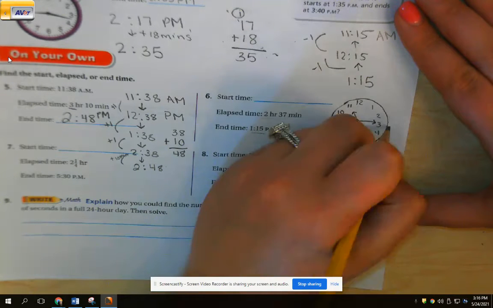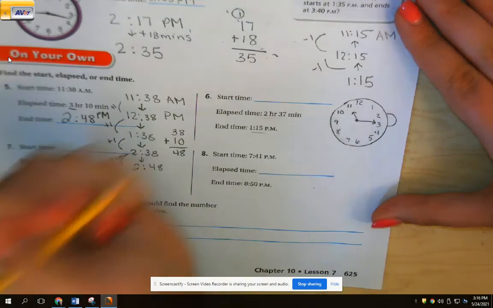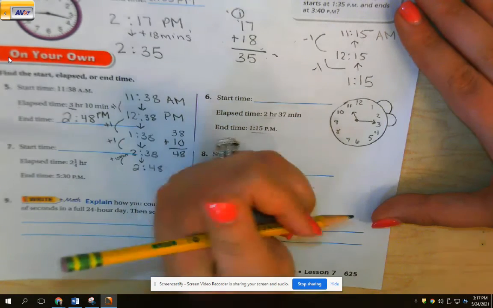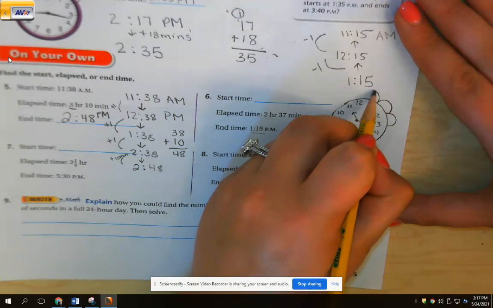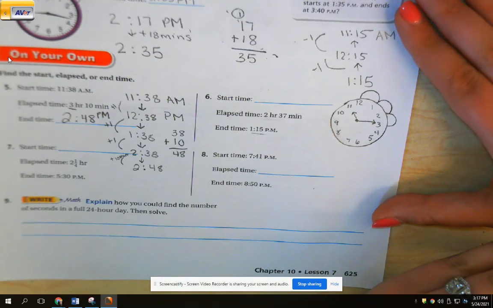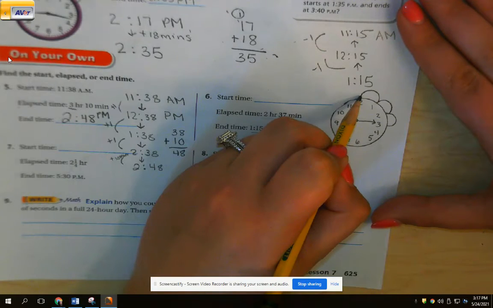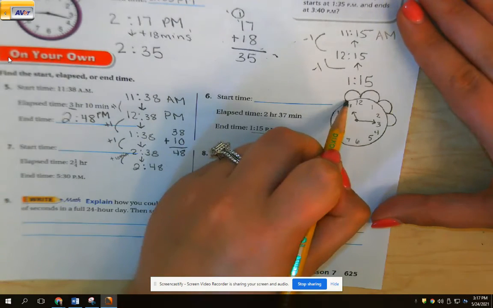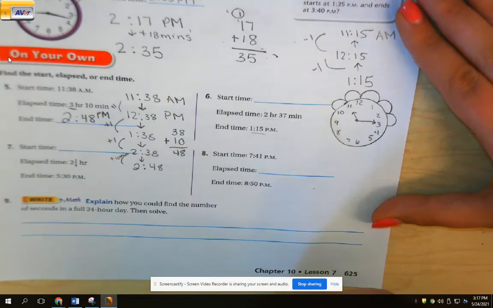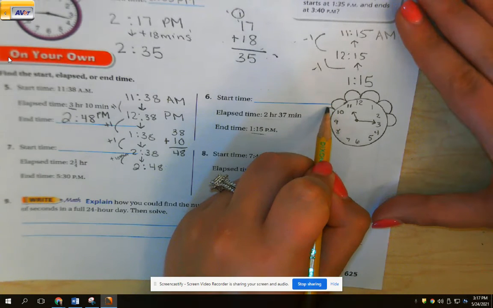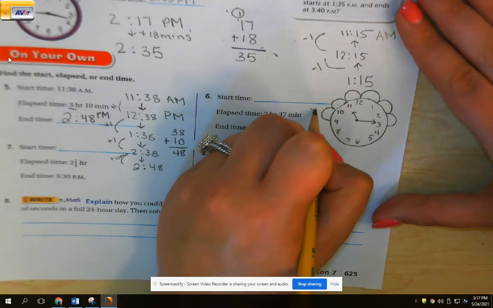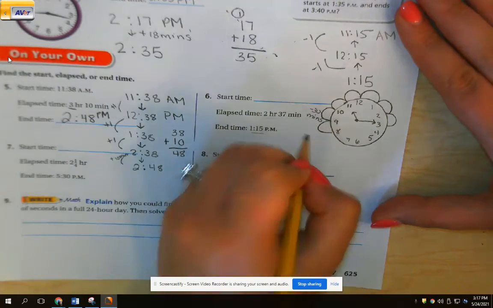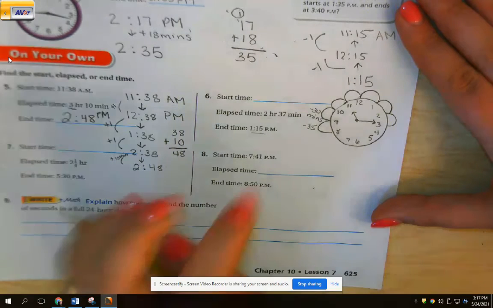So I know if I go from 3 to 2, that would be minus 5 minutes. From 2 to 1 would be minus 10 minutes. To go from 1 to 12 would be minus 15 minutes. To go from 12 to 11, that would be minus 20 minutes. Minus 25 minutes. Minus 30 minutes. I'm going to draw that here. Minus 30 minutes. Minus 35 minutes. And we wanted 37.